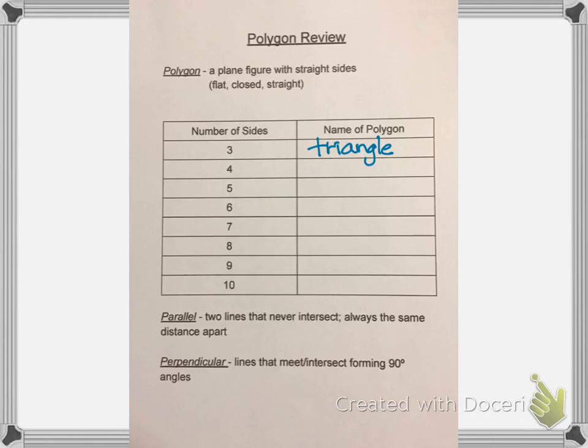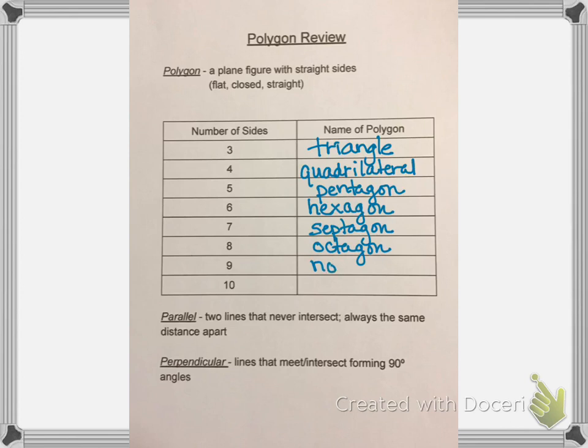A four-sided polygon is known as a quadrilateral. A five-sided polygon is called a pentagon. A flat closed shape that has six sides is called a hexagon. A seven-sided polygon is a septagon. An eight-sided polygon is an octagon. A nine-sided polygon is a nonagon. And a 10-sided polygon we call a decagon.